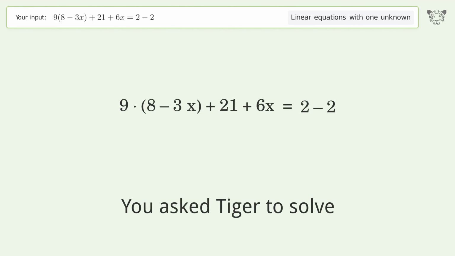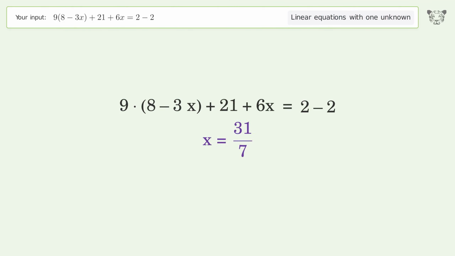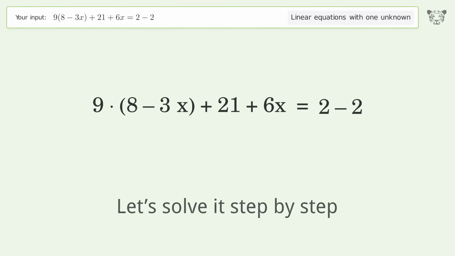You ask Tiger to solve. This deals with linear equations with one unknown. The final result is x equals 31/7. Let's solve it step by step.